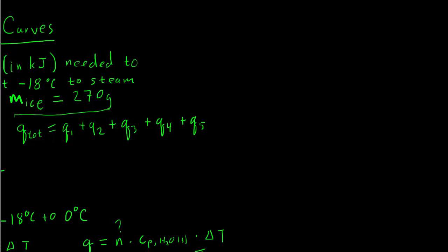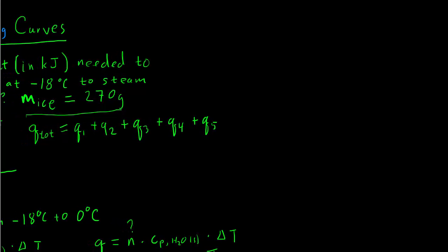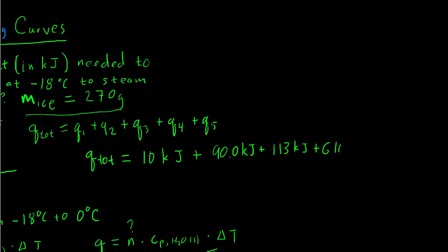So here's our original formula for the total amount of heat. Now we're just going to substitute into this formula. So Q total would be equal to Q1 plus Q2 plus Q3 plus Q4 plus Q5. We just calculated all those. If you go back and look at your notes, Q1 was 10 kilojoules, Q2 was 90 kilojoules, Q3 was 113 kilojoules, Q4 was 610 kilojoules.